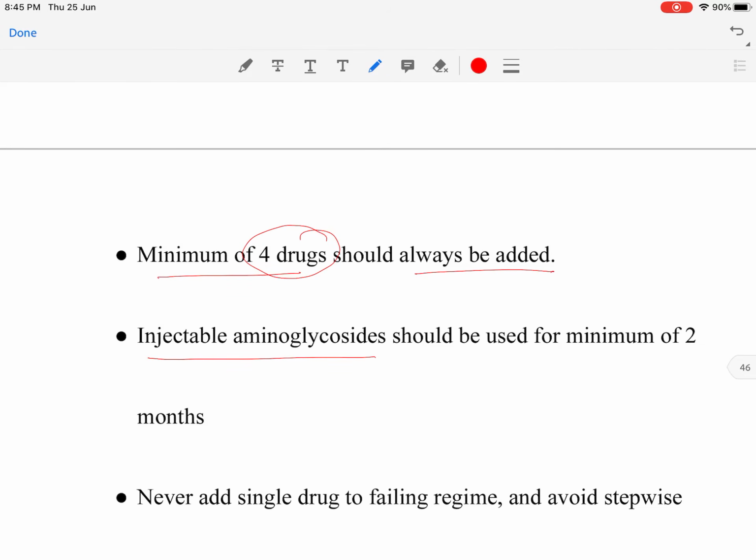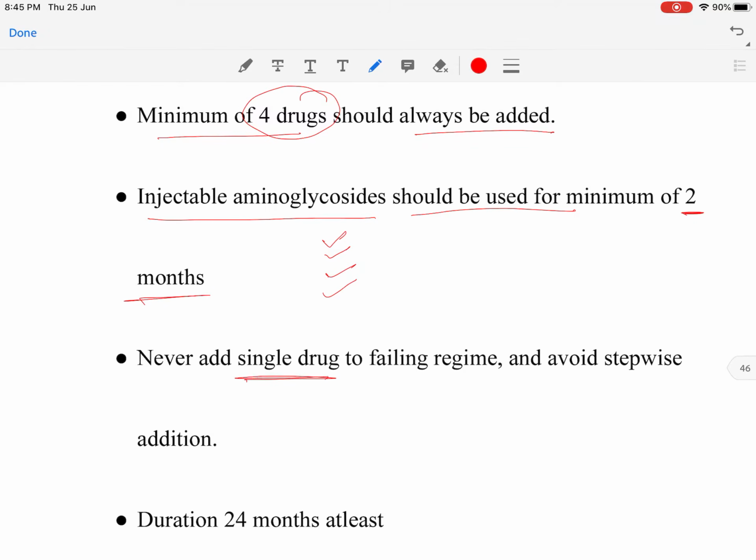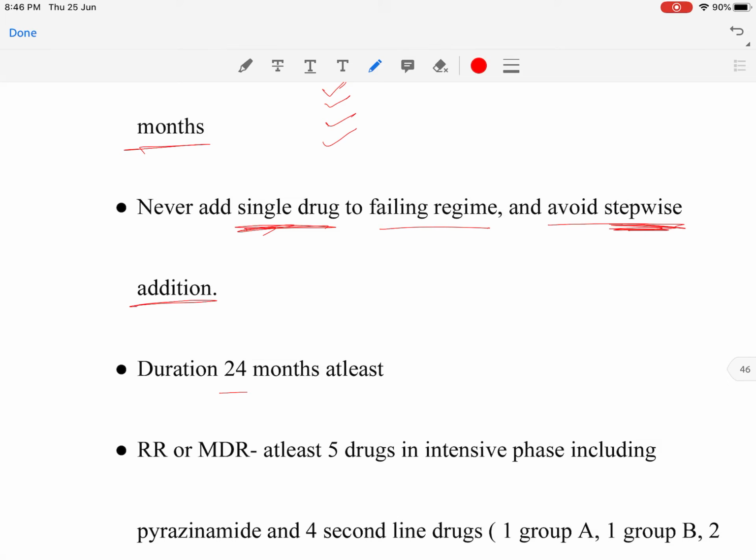Always a minimum of 4 drugs should be started. The injectable aminoglycosides we have discussed, amikacin, streptomycin, kanamycin, capreomycin, should be used for a minimum of 2 months. Never should a single drug be started, and no stepwise addition should be done. Always 4 drugs should be started straight away to begin with. The duration is at least 2 years, 24 months.